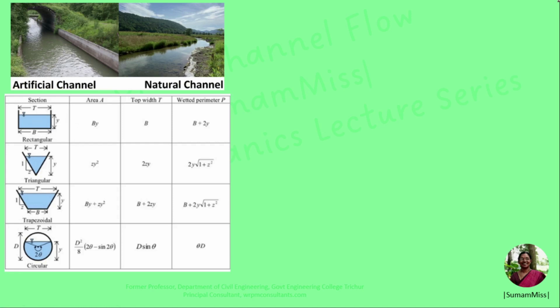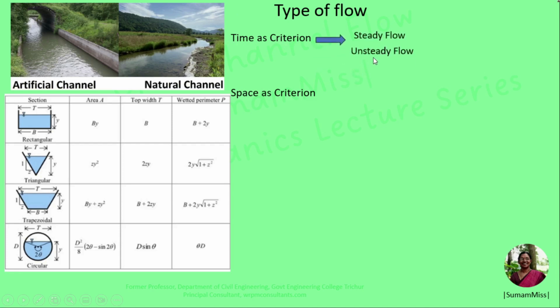open channel. We have learned previously that the flow can be classified based on time as a criterion as well as space as a criterion. If we are classifying the flow based on time as a criterion, we can classify the flow into steady flow and unsteady flow. In steady flow, all the flow characteristics, that is the flow velocity and flow depth, are constant with respect to time. Whereas in unsteady flow, these flow characteristics are changing with respect to time.